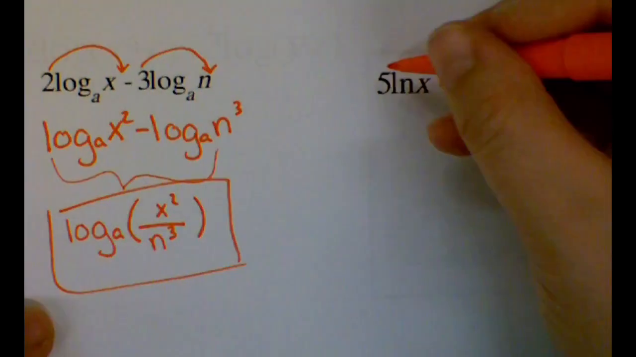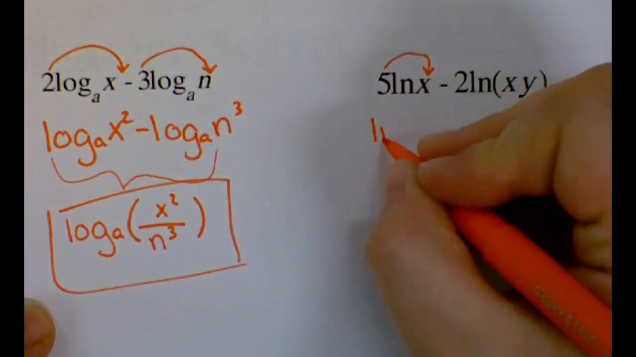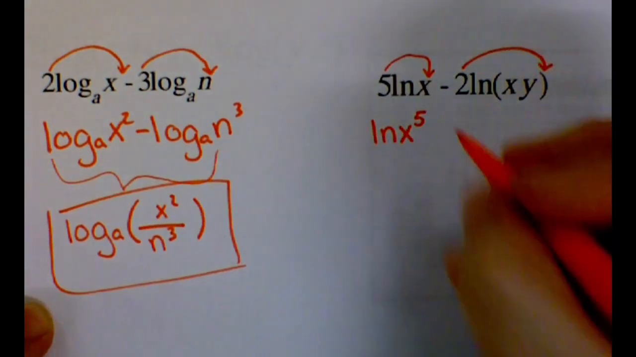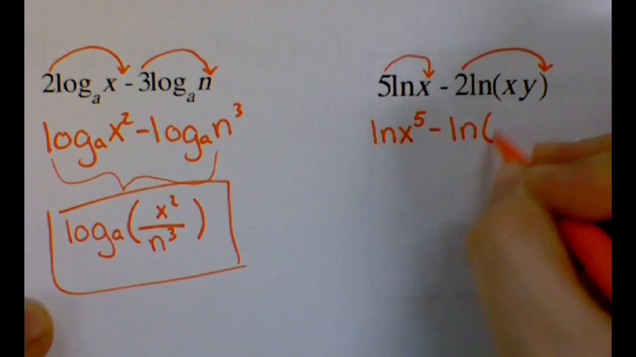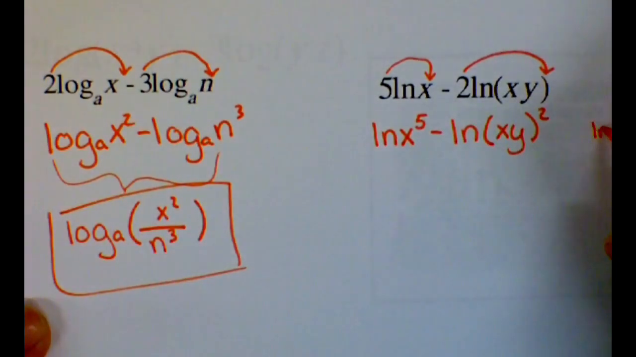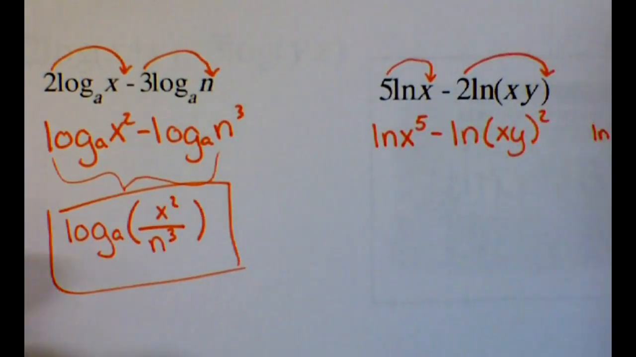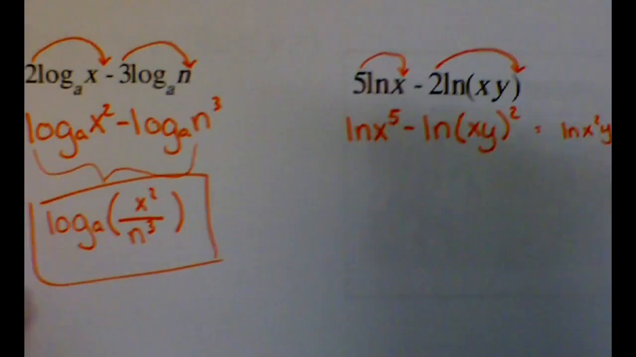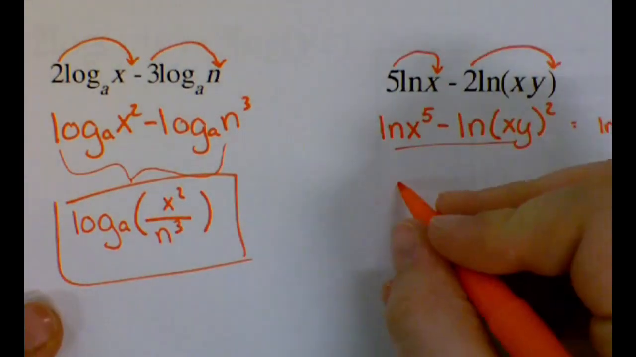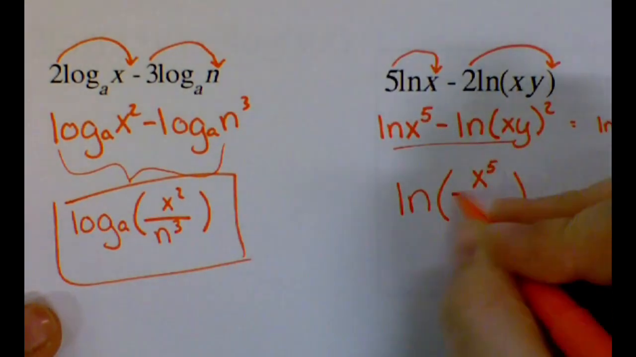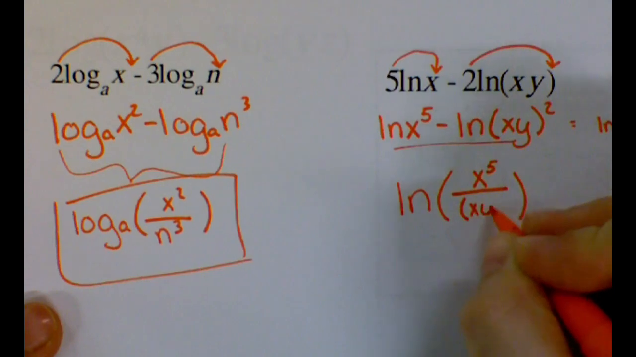5 ln of x minus 2 ln of xy. The 5 comes up to a power, ln of x to the 5th power. The 2 comes up to a power. I could write it like this, or I could have written that as ln of x squared y squared. Either way would be okay. Those are the same, all right? And then my subtraction becomes division. I have x to the 5th over xy squared.